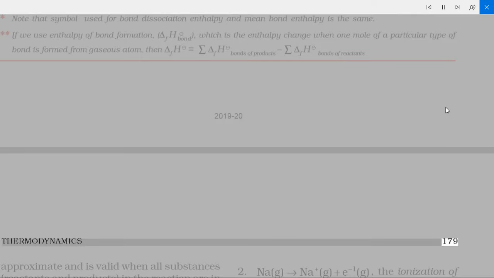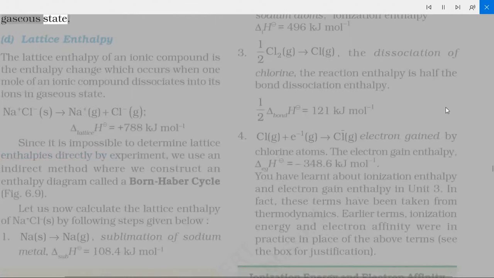Thermodynamics 179 approximate and is valid when all substances, reactants and products in the reaction are in gaseous state. D. Lattice enthalpy. The lattice enthalpy of an ionic compound is the enthalpy change which occurs when 1 mole of an ionic compound dissociates into its ions in gaseous state.